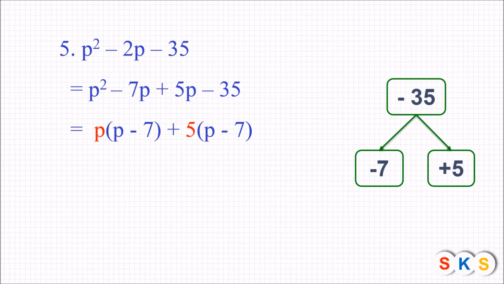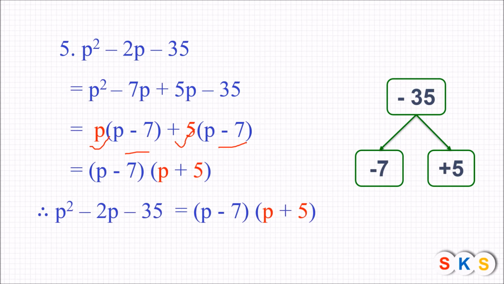P minus 7 is common, right? P minus 7 is common. That we will write in the first bracket. In the second bracket, we will write the remaining one, that is p plus 5. So we will get here p minus 7 into p plus 5. Therefore, p square minus 2p minus 35 is equal to p minus 7 into p plus 5.